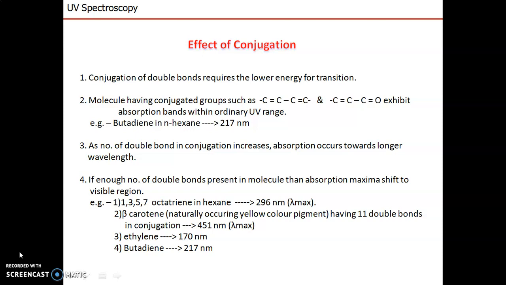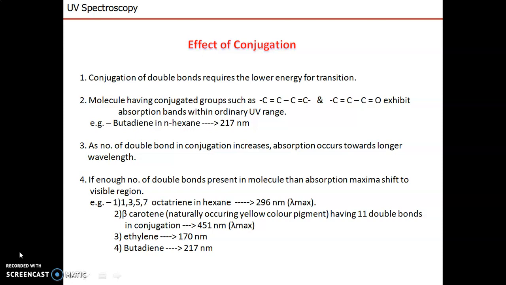Molecules having conjugated double bonds exhibit absorption bands within the ordinary range. Example, butadiene in hexane shows absorption at 217 nanometer. As the number of double bonds in conjugation increases, absorption occurs towards the longer wavelength. If enough double bonds are present in the molecule, then the absorption maximum shifts towards the visible region. Means if the number of double bonds is increasing, absorption automatically moves towards the visible region, and that solvent or compound shows color.